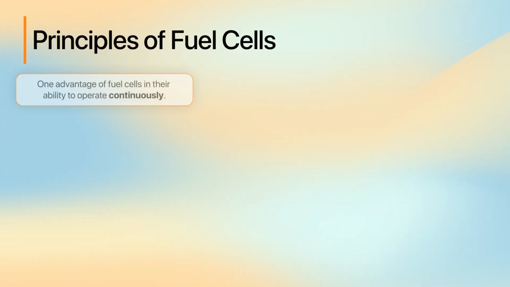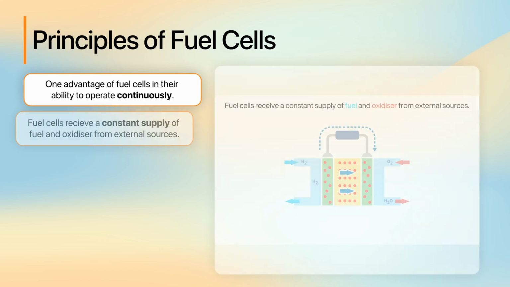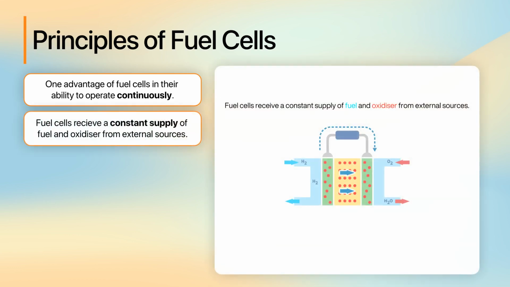One major advantage of fuel cells is their ability to operate continuously. Unlike traditional chemical cells, which contain a finite amount of reactants, fuel cells receive a constant supply of fuel, like hydrogen, and oxidizer, like oxygen, from external sources.